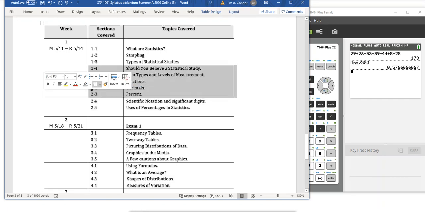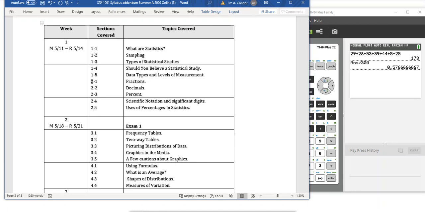Chapter 2 has to deal with things like fractions and decimals and percents, scientific notation, significant difference, use of percentages in statistics. This is mostly review, but some of you may not be used to the different calculator that you're using. Some of you bought the TI-84 or the 36X Pro, and they're better now than they used to be at dealing with these types of basic arithmetic operations. So I'm just going to briefly go over some of that stuff.